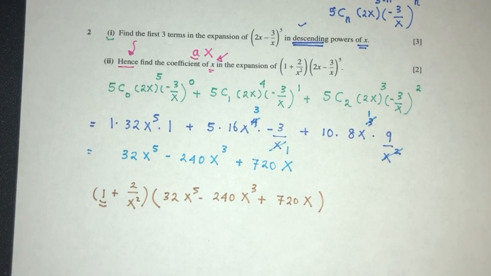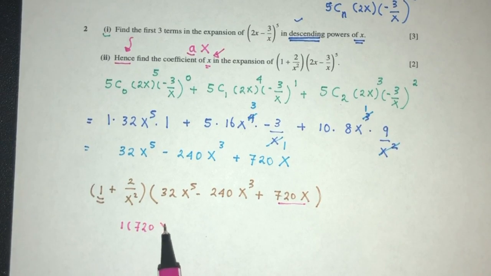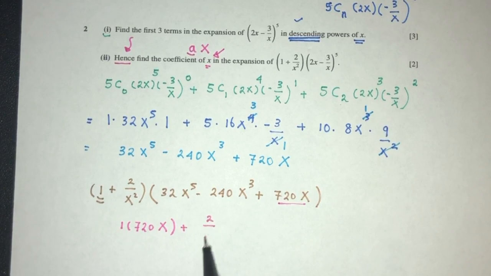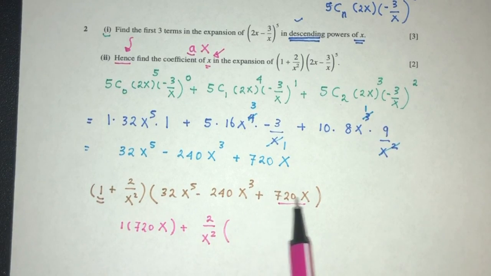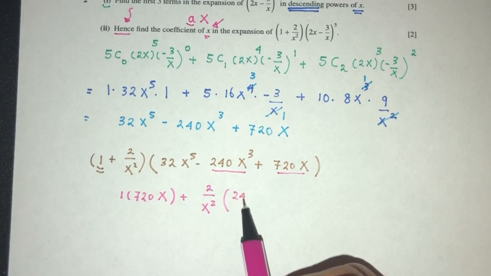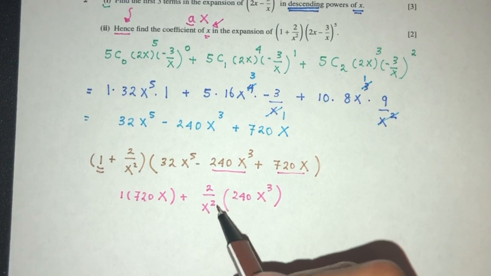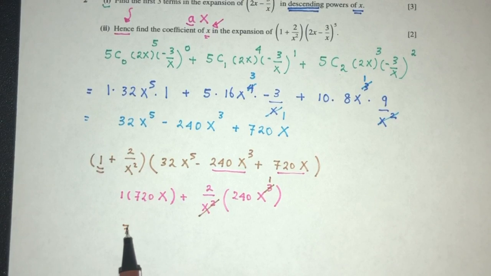It will be a waste of your time. So 1 times which one? Times this one. So 1 times 720, which is x here. So we only need the term in x. Now this one, plus 2 over x squared times which one? Let's think. We need the term in x, so times this one. Obviously, that will be 240 x power 3. Now simplify. This cancels out with this one. That will be 1 remaining. So you will have 720x.